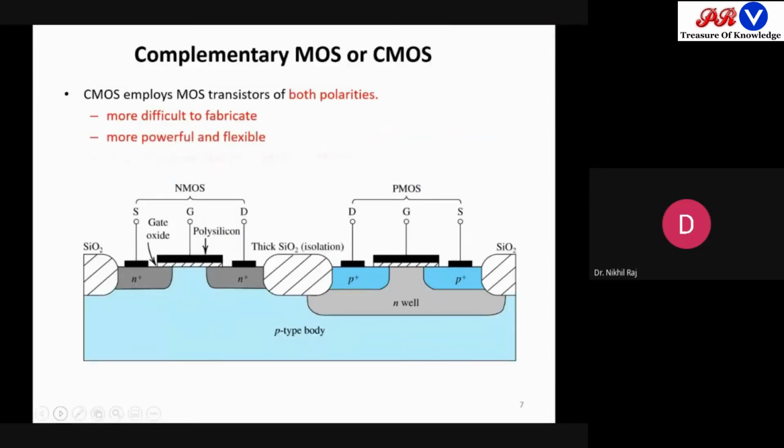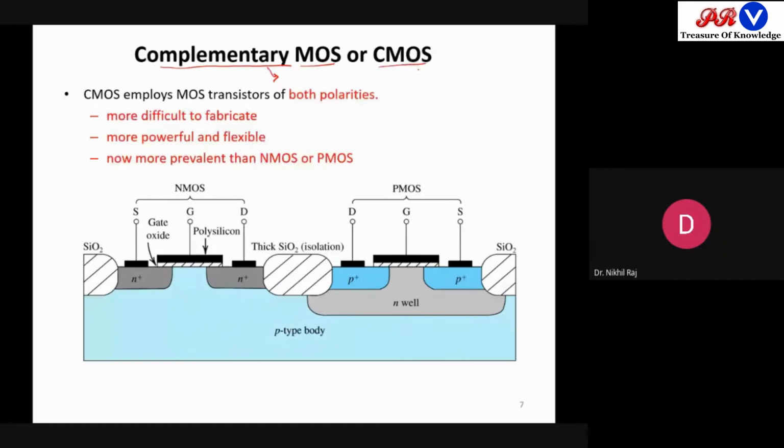Now comes the CMOS. What is CMOS? CMOS is your complementary MOS. Complementary, what does complementary mean? There are only two types of MOSFET, N and P. The complementary means combination of the two MOSFETs, complementary MOS or CMOS in the short form. So it implies the transistors of both the polarities.